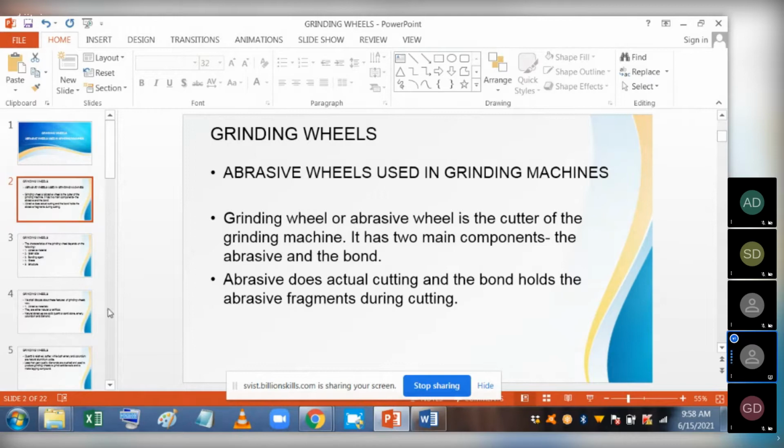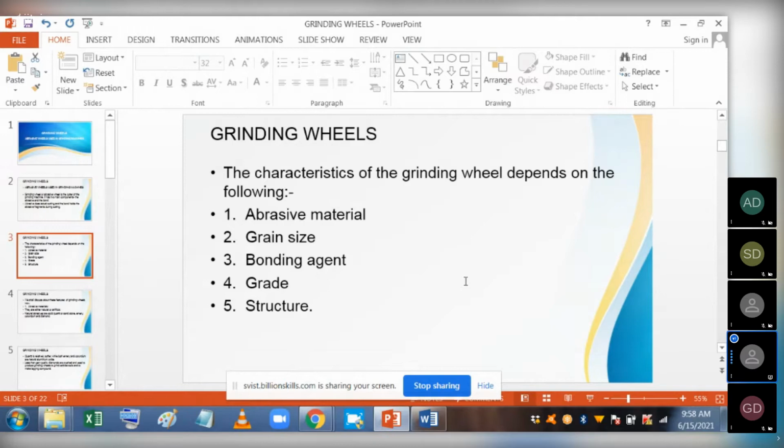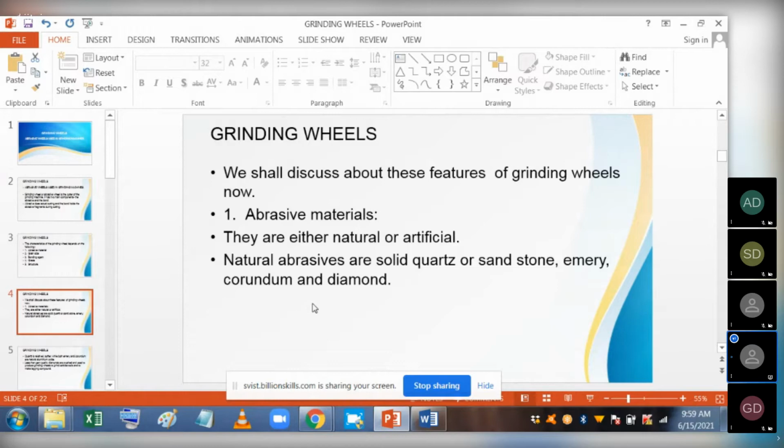Now, the characteristics of the grinding wheel depend on the following. What are those? Abrasive material, grain size, bonding agent, grade and structure. We will discuss these things one by one because these characteristics generate the specification of the grinding wheel. So what are abrasive materials? The abrasive materials can be natural, which are obtained in nature, and can be artificial also, which are manufactured by processing.